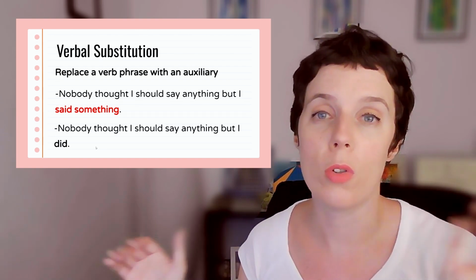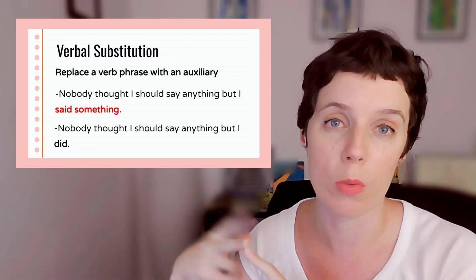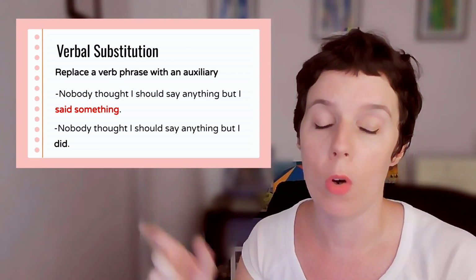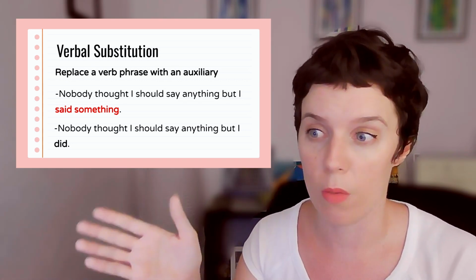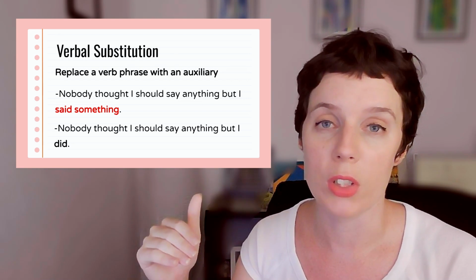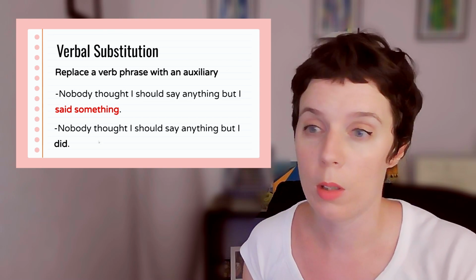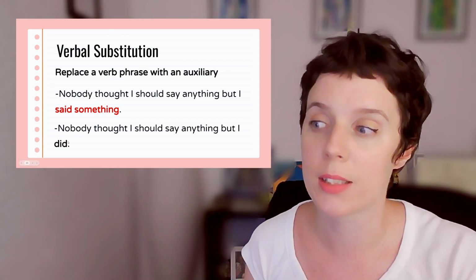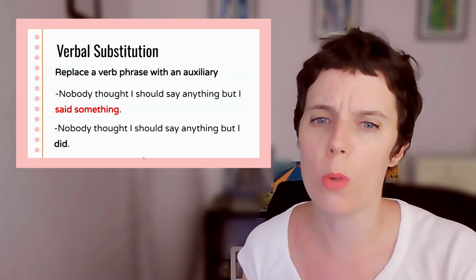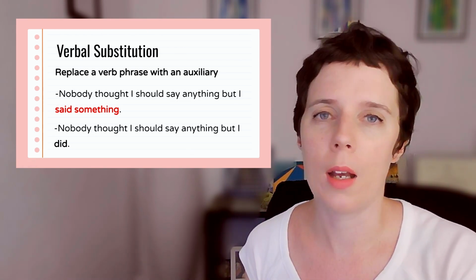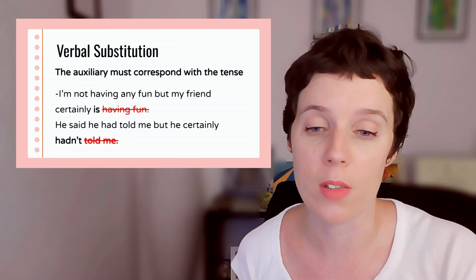Okay, so first of all, you need to make sure your auxiliary is correct, whether it's do, be, or have. Your auxiliary verb needs to correspond with the types of verbs that you're using in that first sentence. Also needs to correspond in tense as well. Okay, so because we're using past tense, we use did, the past of do. Nobody thought I should say anything, but I did. As I just said, the auxiliary needs to correspond with the tense that you're using.